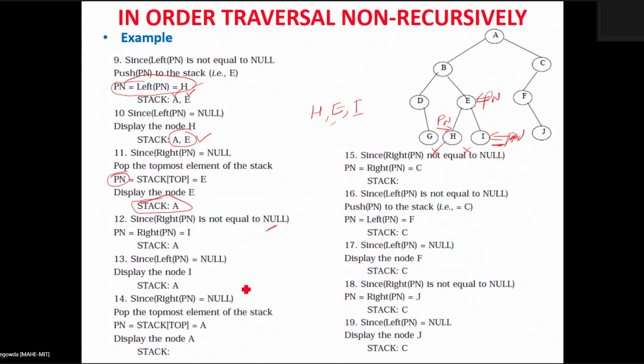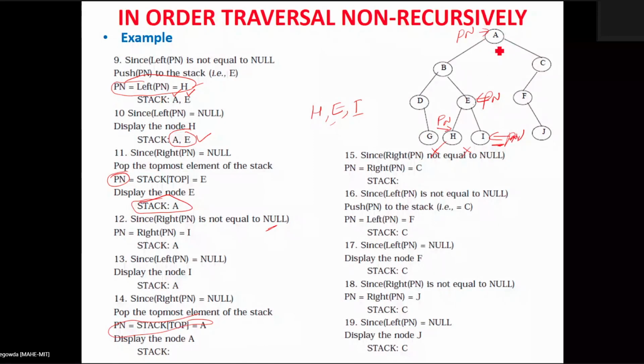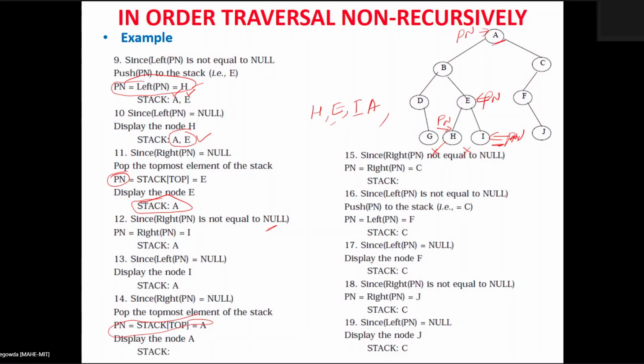Then you have to pop the top of the stack. When you pop the top of the stack, Pn gets the address of A. Now Pn is pointing to the A node here. Once the address of A is loaded to Pn, you have to process the node A. So A will be displayed over there. Then you have to check whether the right subtree is there or not for A. Now the right subtree is there for A.